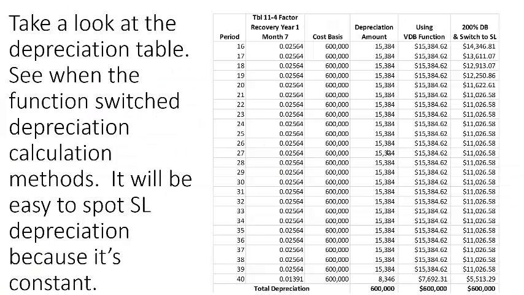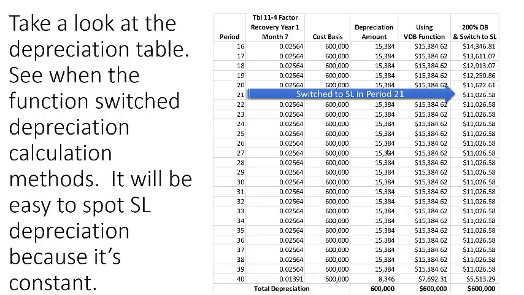So let's take a look at the depreciation table. We can see when the function switched depreciation calculation methods. It's going to be easy to spot straight line depreciation because that's constant. So you can see in time period 21, the depreciation calculation switched to straight line because that's at the point where straight line was a higher amount than the double declining balance.